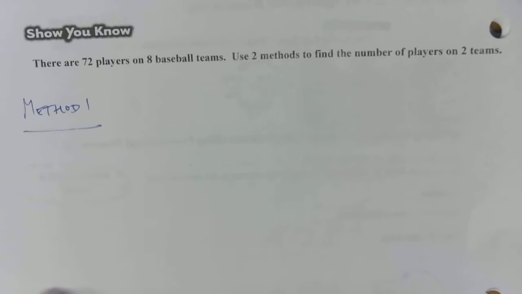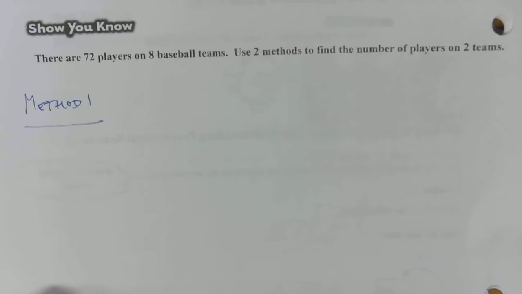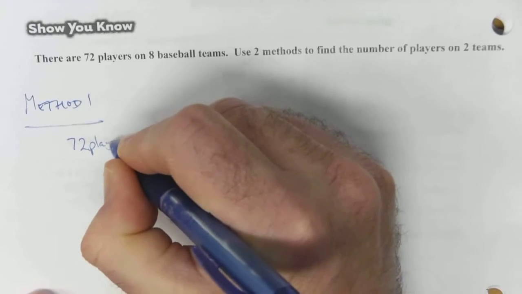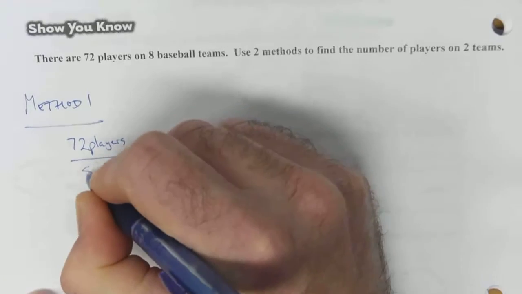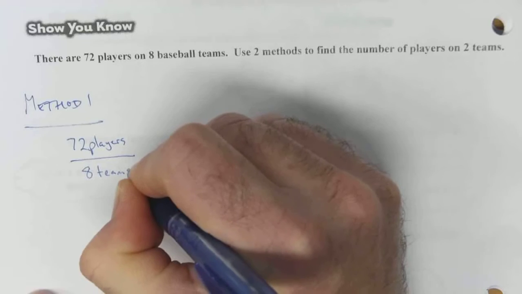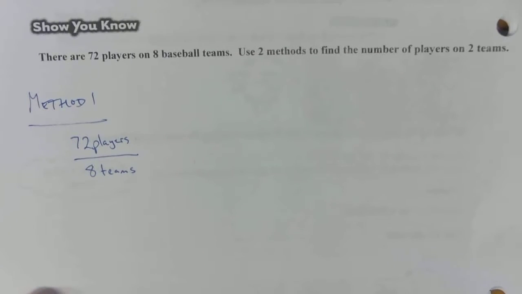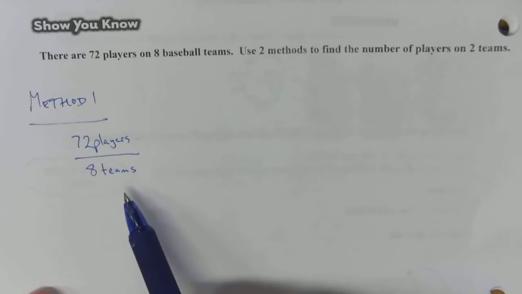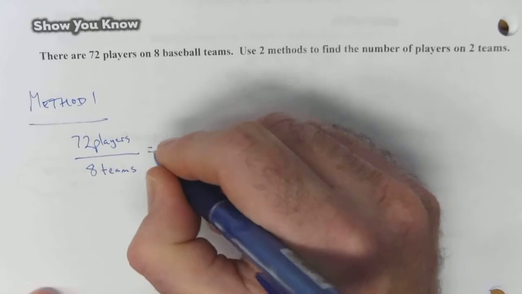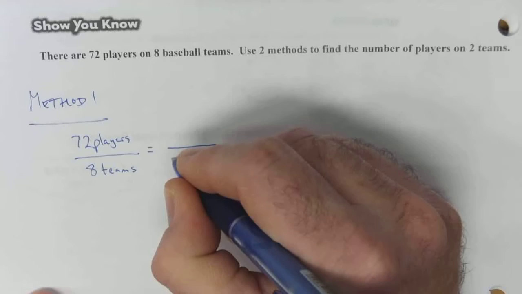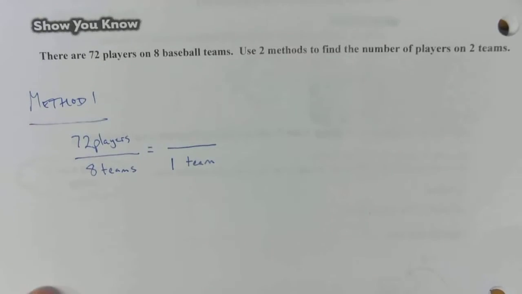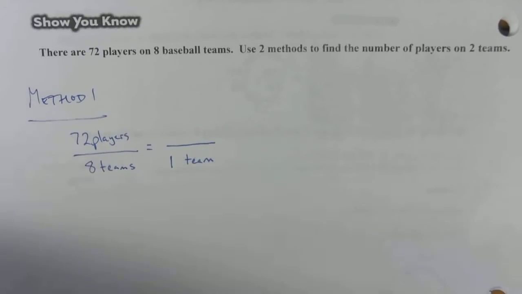So, there are 72 players on 8 baseball teams. That's what we're told. We're wanting you to use the unit rate on this one, so I'm going to make this equal to this. Instead of 8 teams, I want to know how many people are on one team. And I can do that.